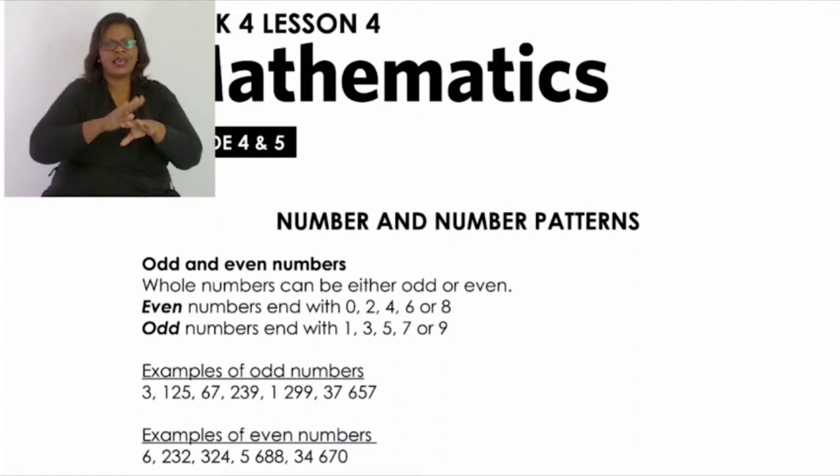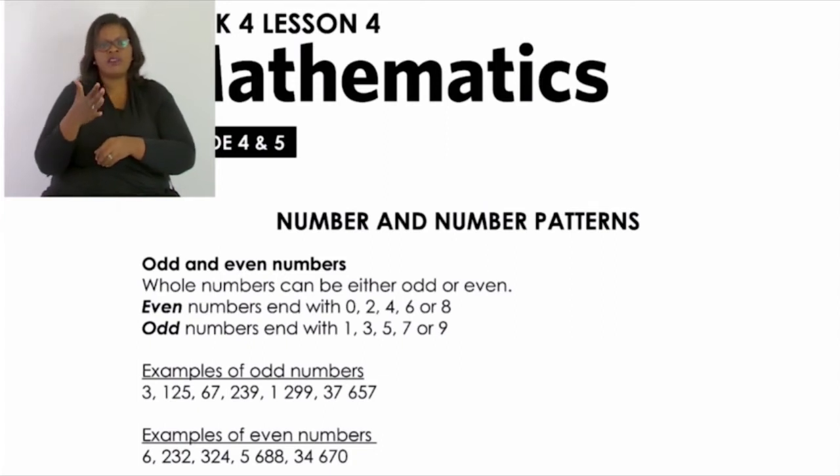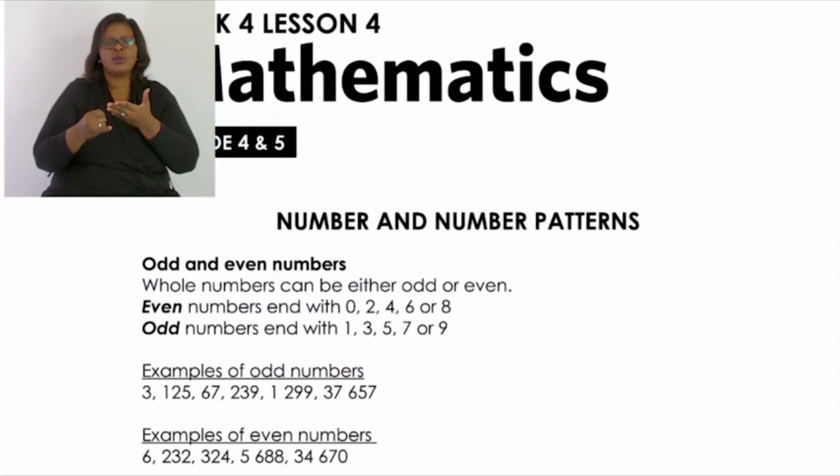There are examples shown there on page 13, which show odd numbers. The first one is 3, the next one 125, the third one 67, then 239, 1,299, and 37,657. So when you are identifying odd numbers, you are just looking at the last number. If the last number is one of the numbers listed on top, it means it's an odd number.